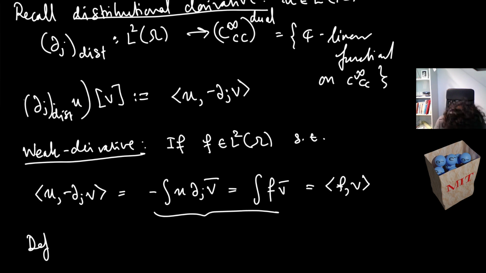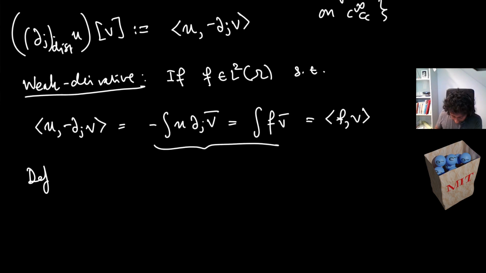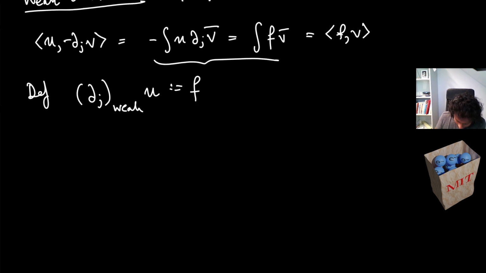U acting on V. That's correct. Sorry about that. Okay, so the definition now of the weak derivative of this U is this F. Okay, and so again, because of these density considerations of compactly supported functions in L2, we can see that this is a unique map. So what are such F?